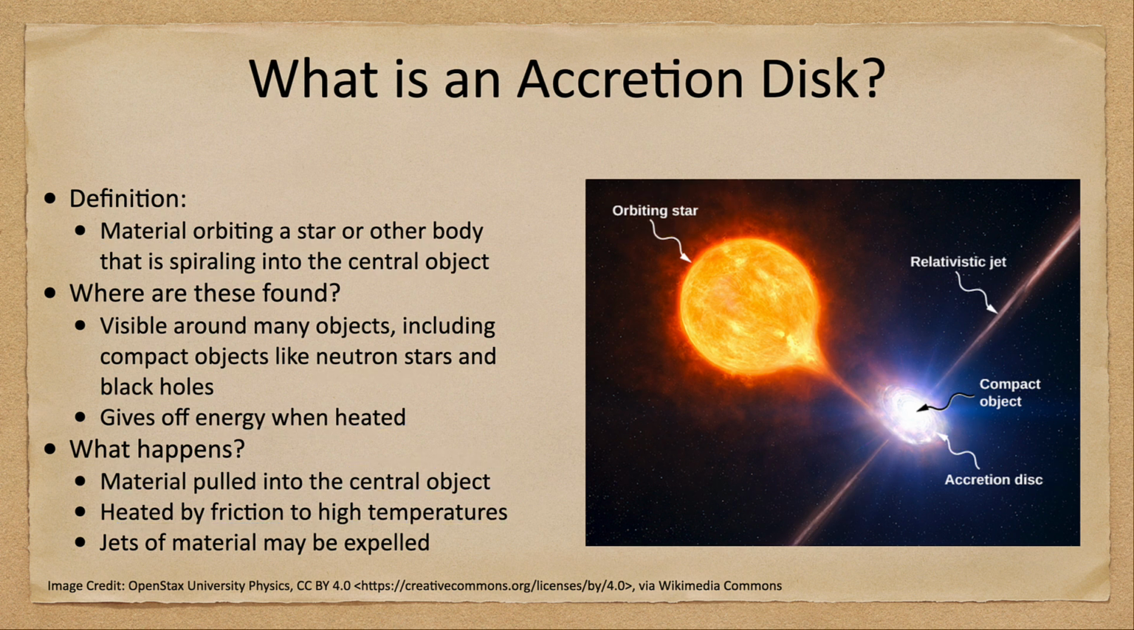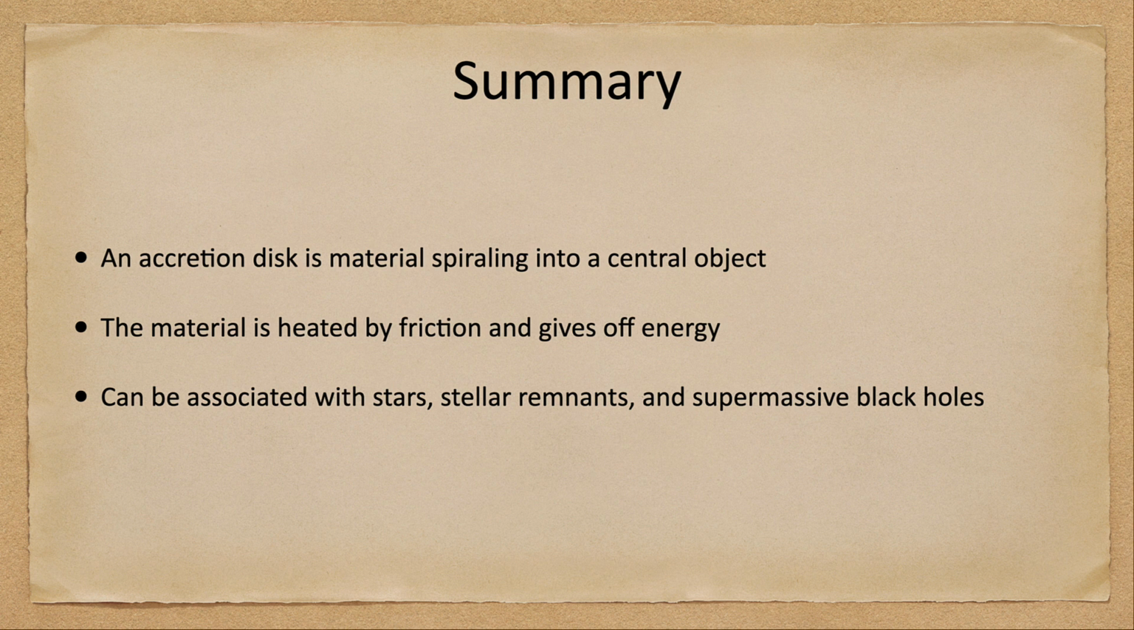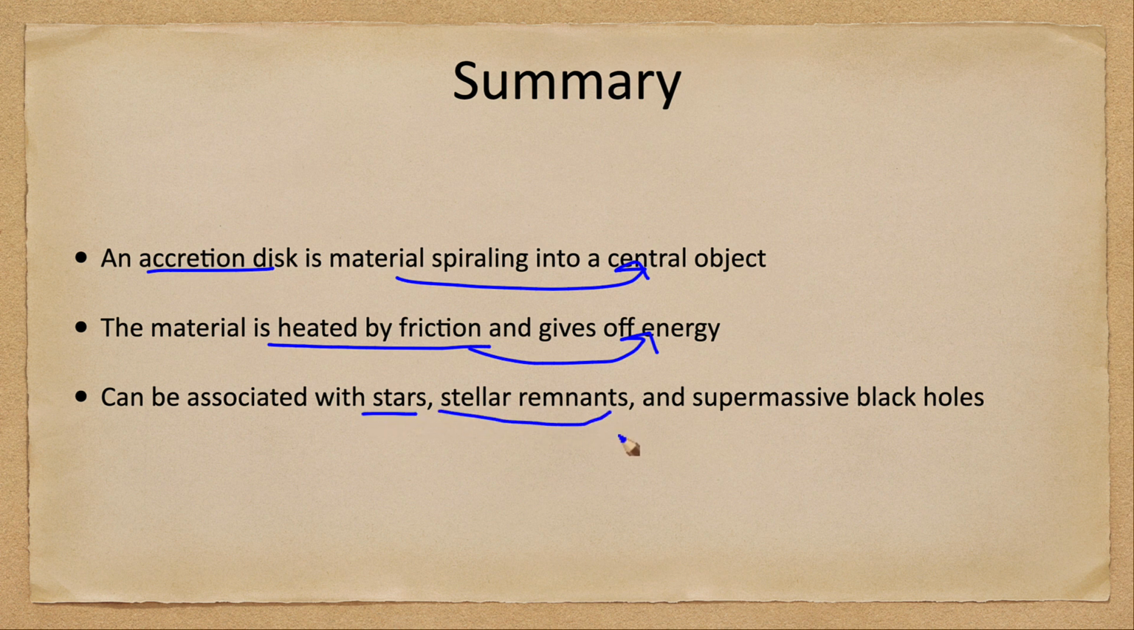So let's go ahead and finish up with our summary. What we've looked at here today is we talked about the accretion disk and how that is the material that is spiraling onto a central object. That material is heated by friction and gives off energy, and it can be heated to millions of degrees, allowing it to give off things like X-rays. This can be involved with stars. It can involve stellar remnants, as we looked at here with neutron stars and black holes, or it can involve supermassive black holes at the centers of distant galaxies.